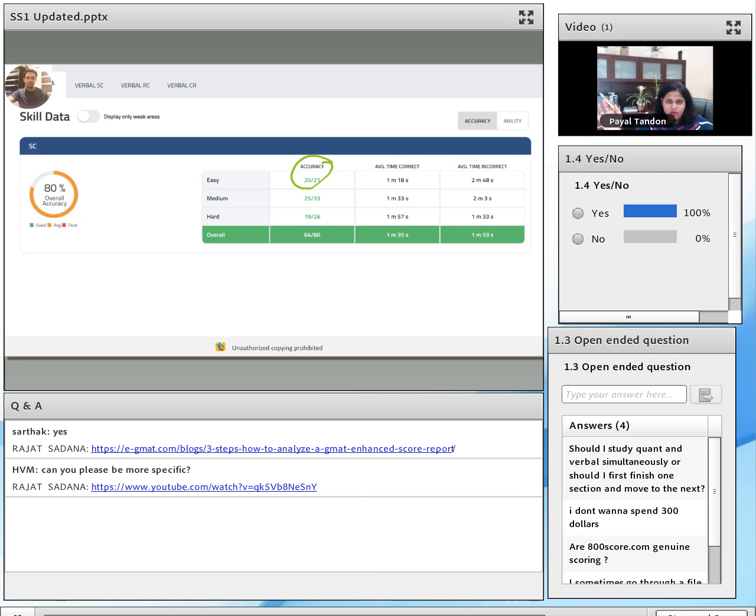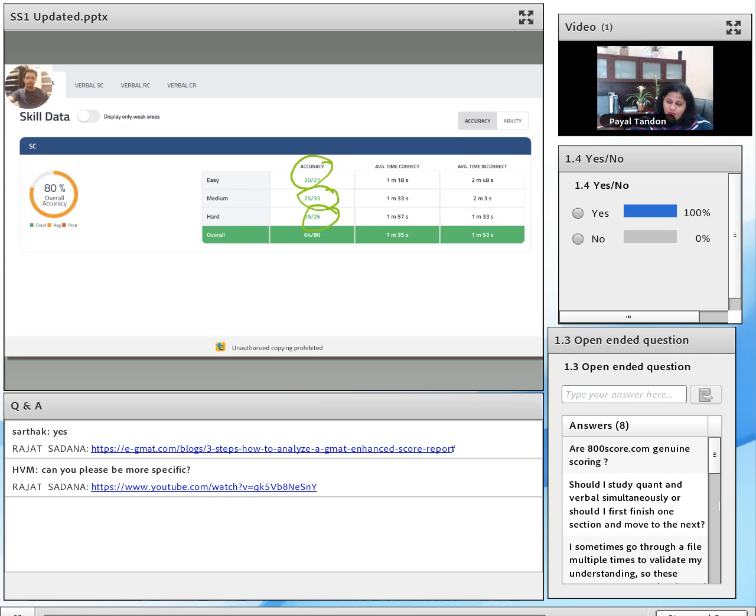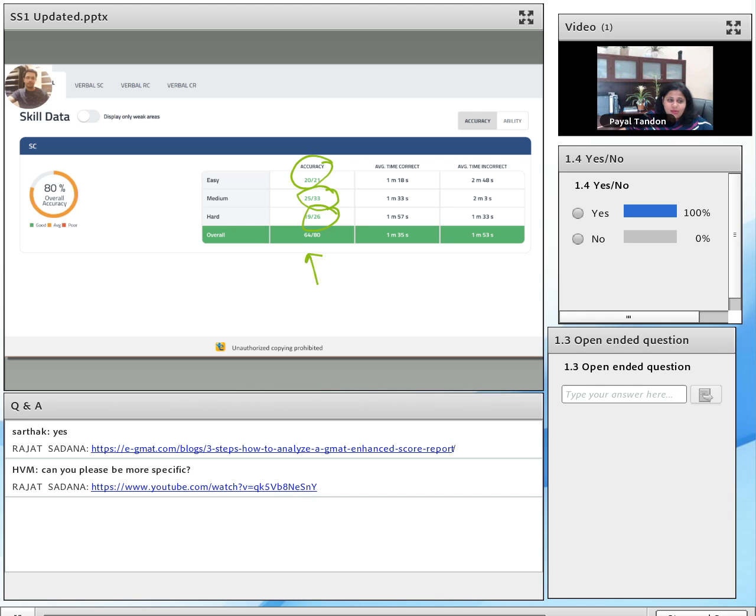He got 20 out of 21 questions correctly. That was a no-brainer for him. Medium quiz, 25 out of 33 questions correctly. Hard quiz, again, he had more than an 80% score in each of these files. So that just indicates that overall, he solved only 80 questions in the cementing phase. He didn't really need to solve all the 300 or all the 400 questions that are there in the system. He just needed to solve those 80 questions and he was able to achieve that 90th percentile.